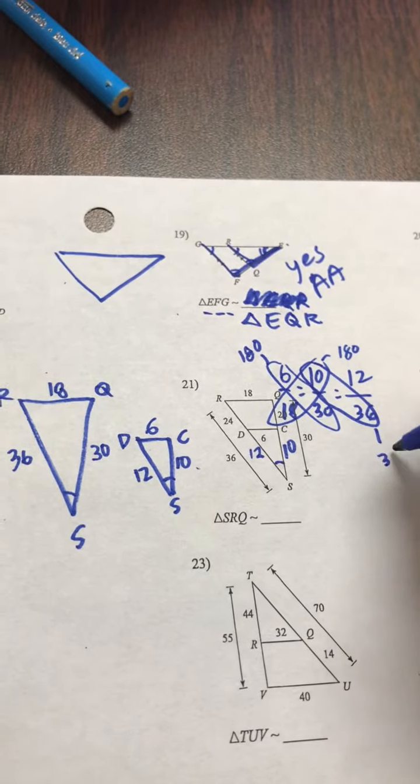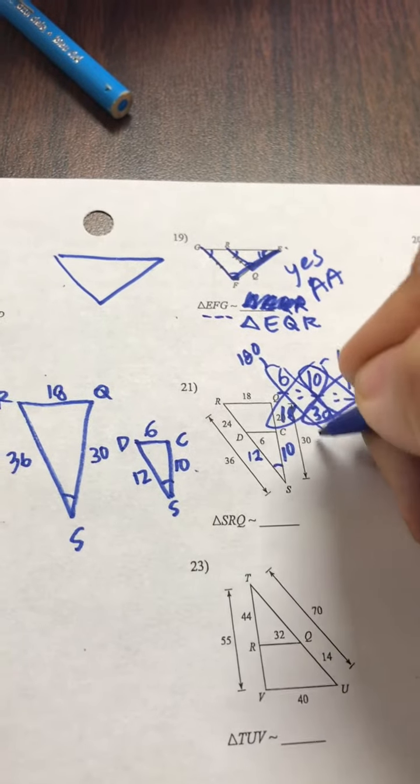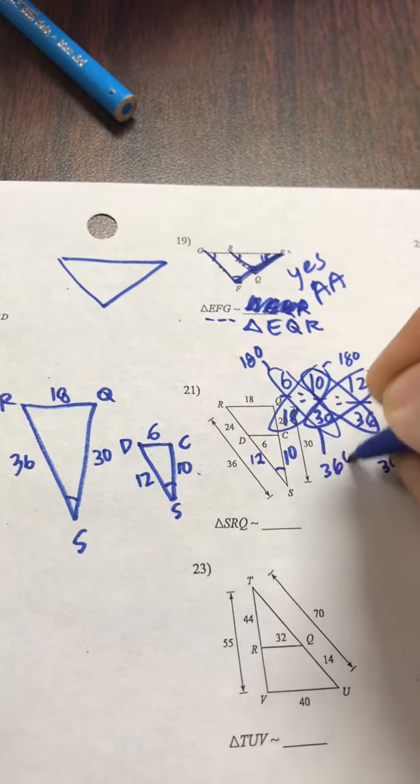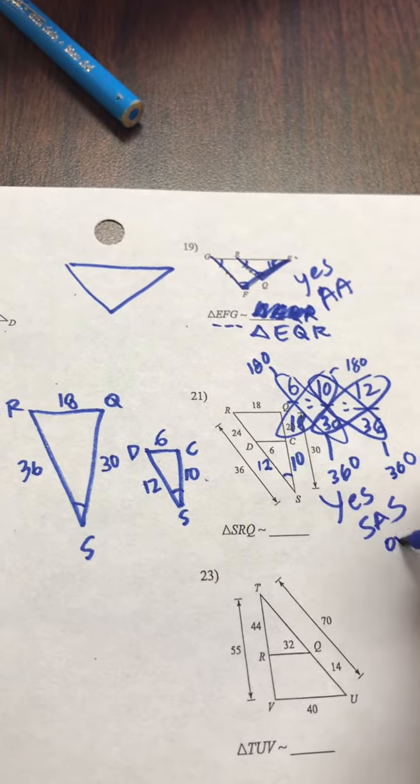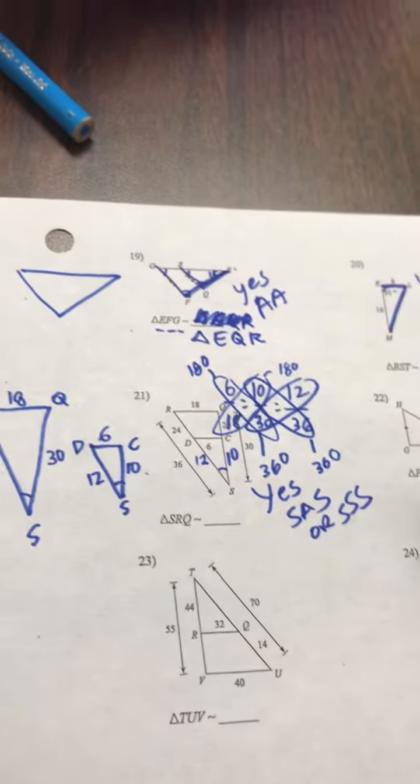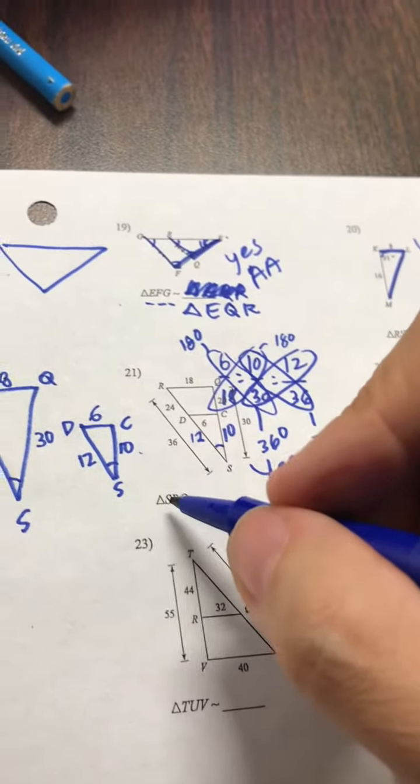10 times 36 is 360. 30 times 12 is 360. So we have to say yes because of side angle side or side side side. Both would be correct. Now let's name it.